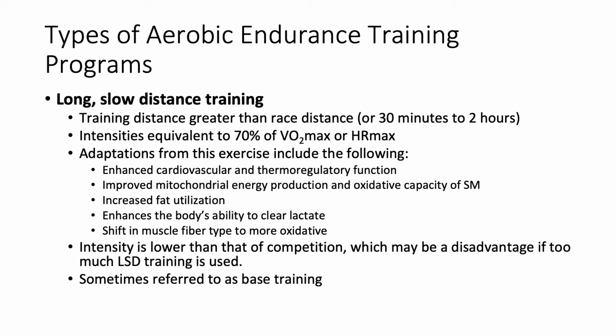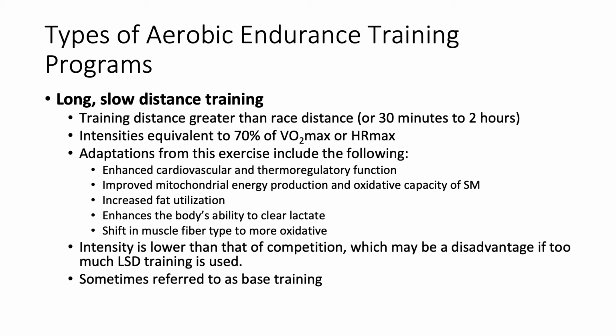The most common type of training identified with aerobic endurance sports is long, slow distance training, or LSD training. This uses a moderate intensity that is equivalent to 70% VO2 max or heart rate max. One thing though is that slow refers to a pace that is slower than typical race pace. During an LSD training session, the training distance should be greater than race distance, or the duration should be at least as long as 30 minutes up to 2 hours.